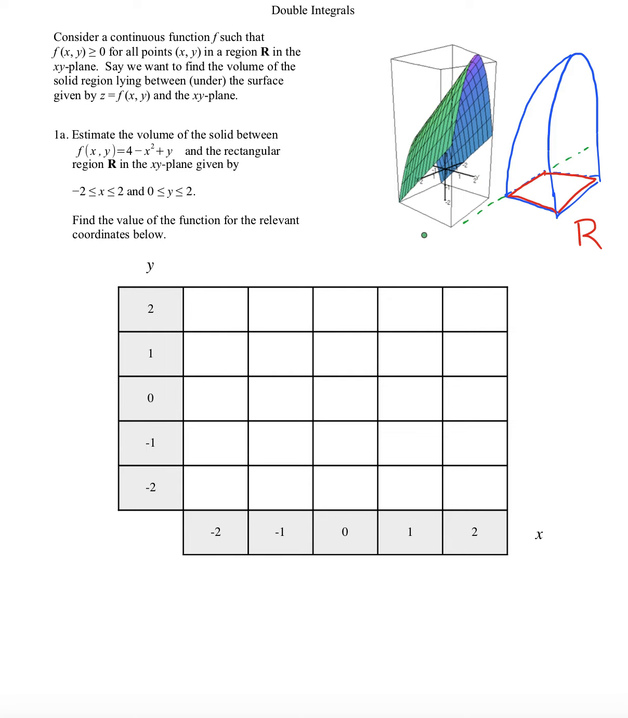So the line back here will be y equals 0. And then this line here will be y equals 2. Now over here, in the other dimensions, we'll have x equals -2. And then up here, we'll have x equals 2. So let's sketch the region R inside this table. Here's a drawing of the rectangular region R.